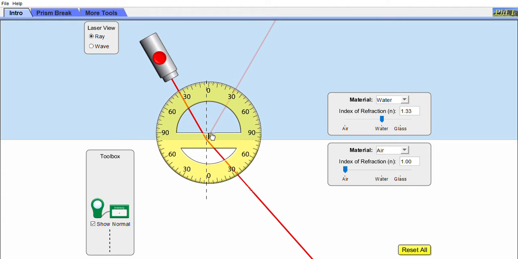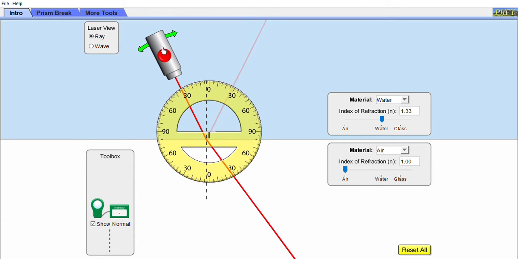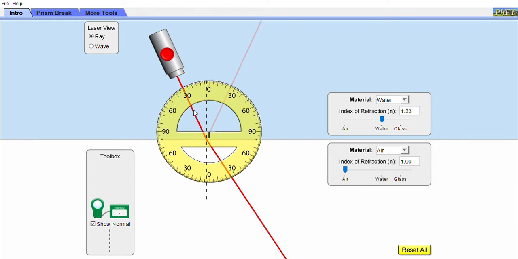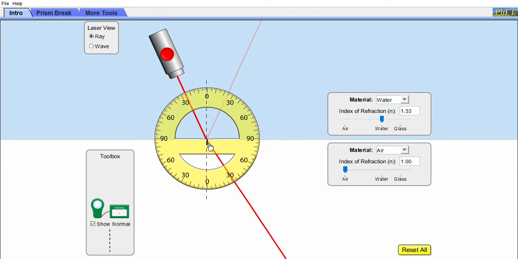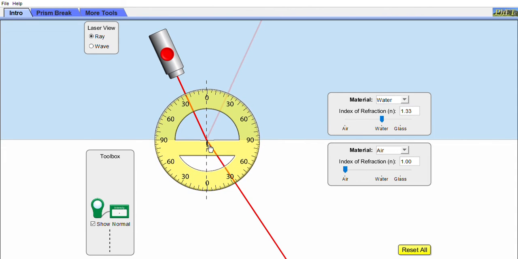So we can see this using this protractor over here. In this case, the light ray is passing from water to air. So in water, it's traveling a lot slower. Therefore, the angle of refraction will be a lot bigger than the angle of incidence. So we can see that the angle of incidence is slightly less than 30 degrees, at 25 degrees. But the angle of refraction is somewhat bigger than 25 degrees, at 27 degrees.